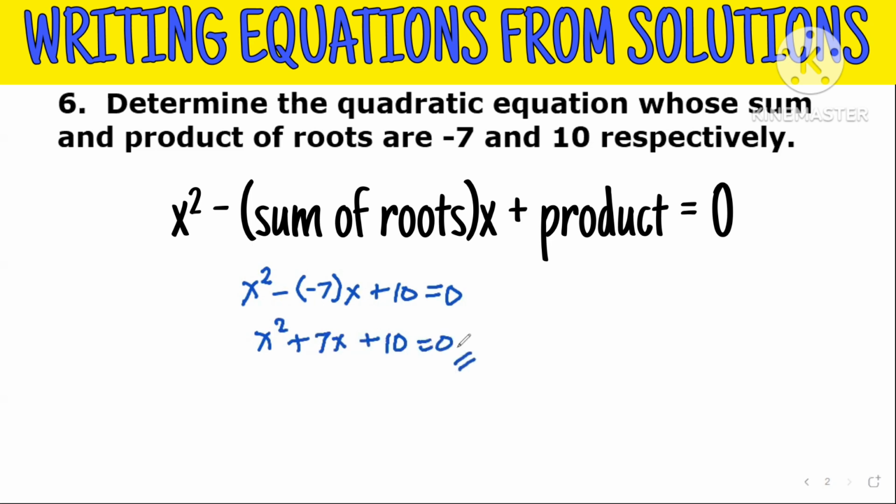So, ganyan lang kadali, ano? Kapag hindi binigay yung roots talaga, ang binigay lang ay sum and product, just follow the format, x squared minus the sum multiplied by x plus product equals 0.